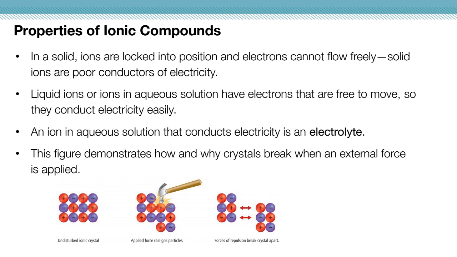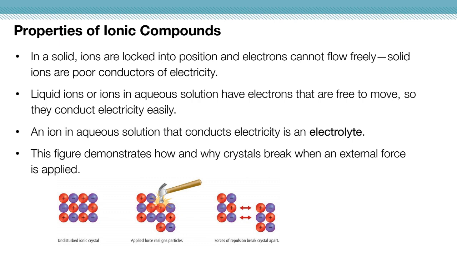So now some properties of ionic compounds. As solids, they're pretty brittle, they're easy to break. They form this regular structure we call a lattice. The reason they're easy to break is if you look at this illustration down here, this is an example of how it would be structured. You have your positive and your negative charges interwoven.